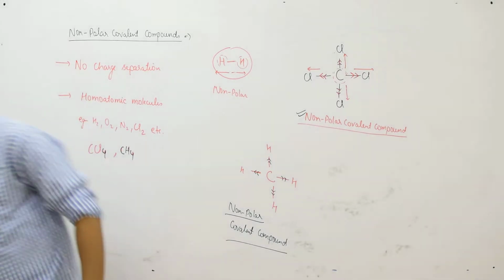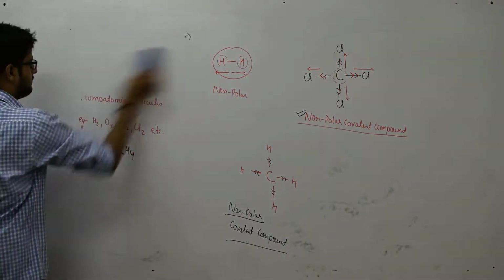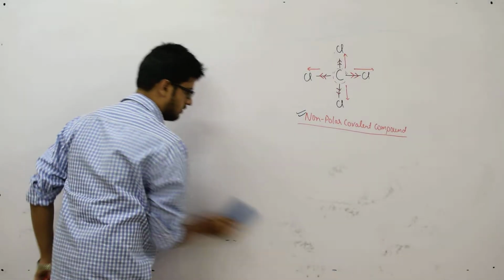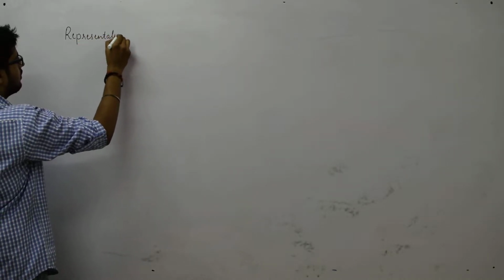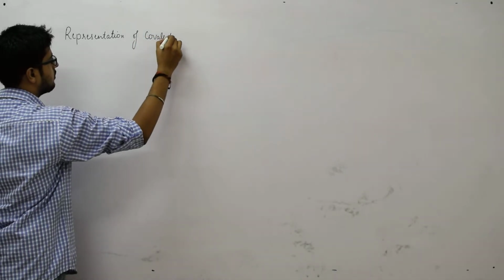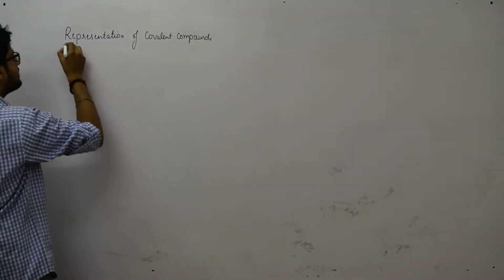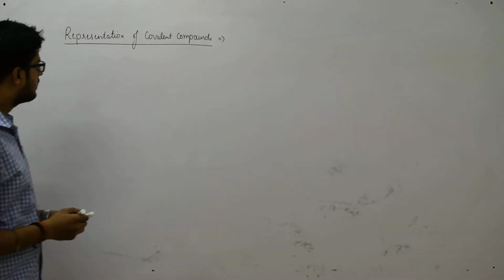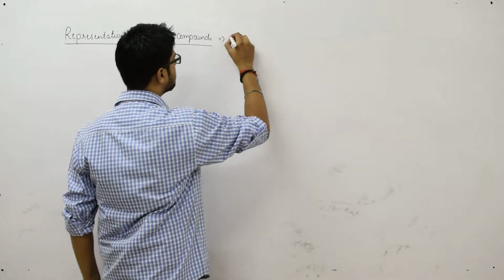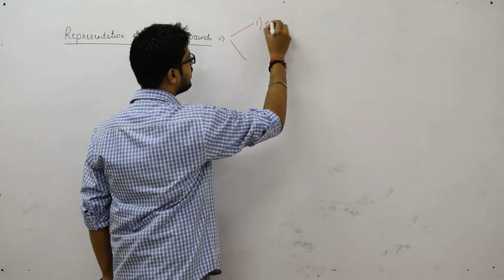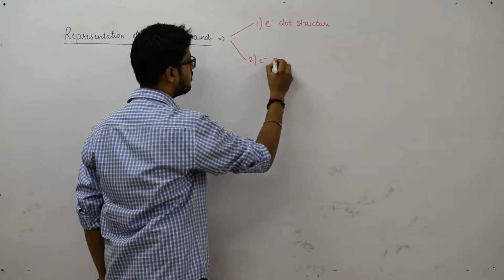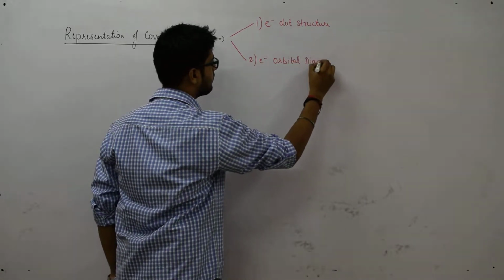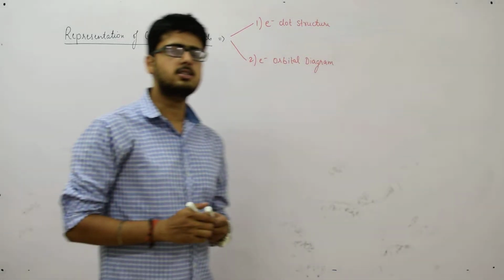Now, the next topic is the representation of covalent compounds. How we can represent the formation of covalent compounds. In this case, we will discuss two categories or two types of representations. The first representation is the electron dot representation, or electron dot diagram, electron dot structure, and the second is the electron orbital diagram. So these two types of representations we have to discuss in case of covalent compounds.